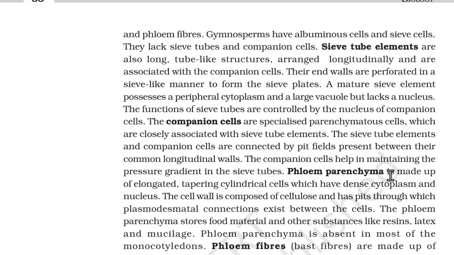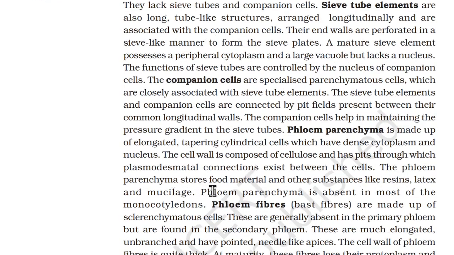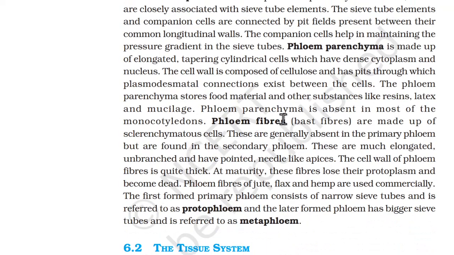Phloem parenchyma is made up of elongated tapering cylindrical cells which have dense cytoplasm and nucleus. The cell wall is composed of cellulose and has pits through which plasmodesmatal connections exist between the cells. The phloem parenchyma stores food material and other substances like resin, latex, and mucilage. Phloem parenchyma is absent in most of the monocotyledons.